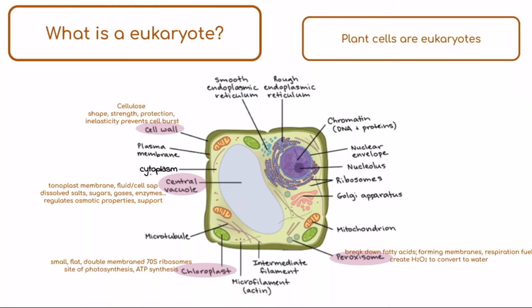They also have peroxisomes, whose two functions are to 1. break down fatty acids in order to form membranes and to be a fuel for respiration, and 2. create H2O2, hydrogen peroxide, to convert into water for the cell. They also have plasmodesmata, which are strands of cytoplasm that run through tiny pores in the cell wall throughout the cell and provide pathways for cell-to-cell communication.